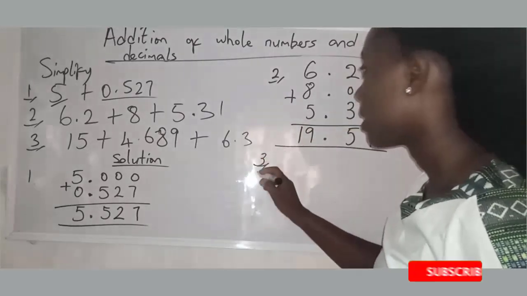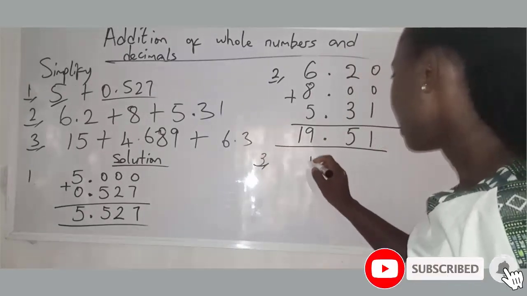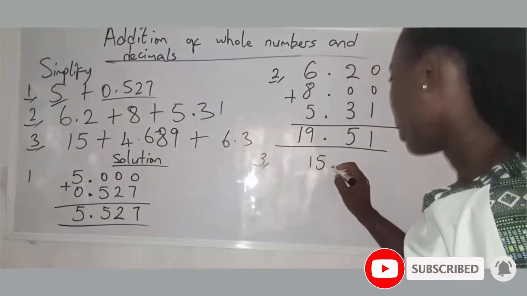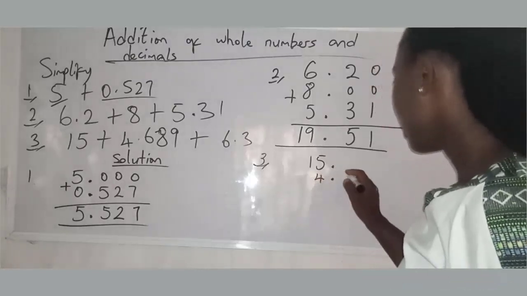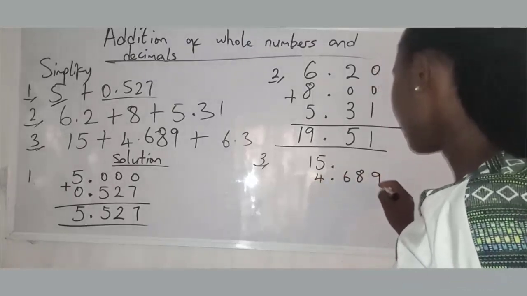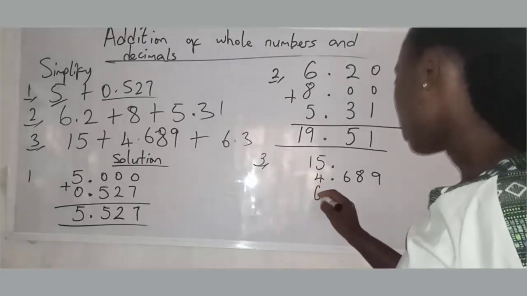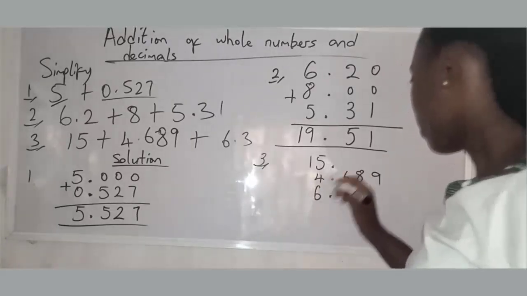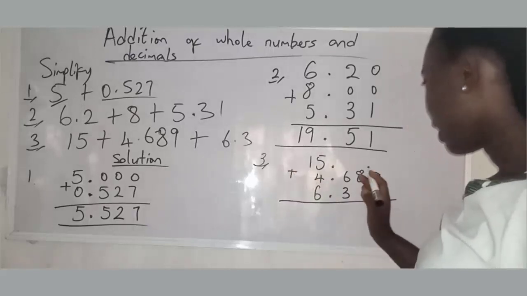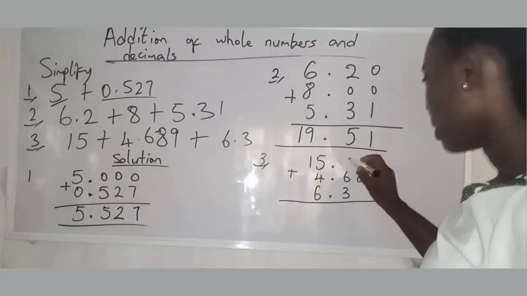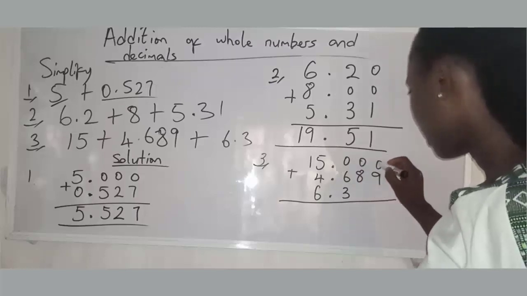Alright, number 3, let's see. We have 15 point, because it's a whole number. Then we have 4.689. And here we have just 6.3. Again, my operation is addition. Again, I'll put my zeros in these empty spaces.